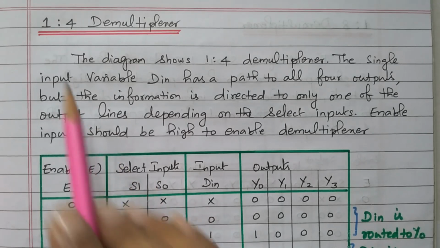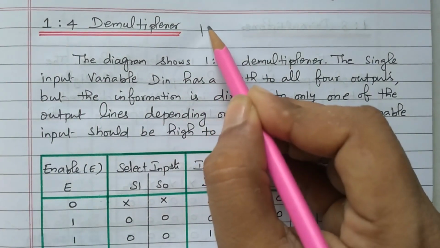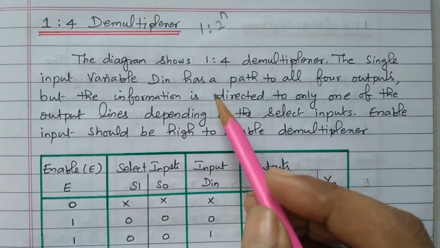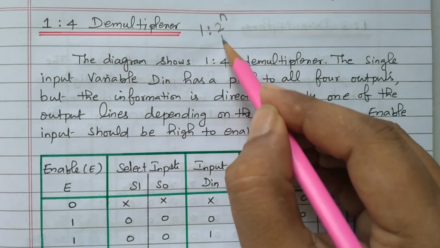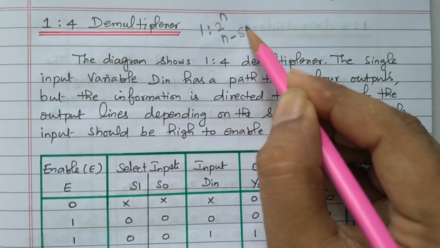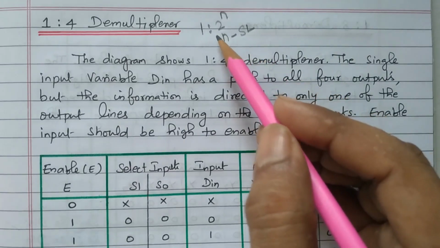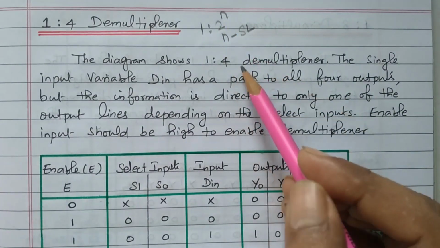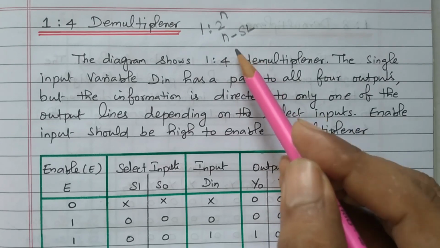Now we'll go to the topic 1:4 demultiplexer. A demultiplexer is nothing but having one input and 2 to the power n outputs, and n number of selection lines. The selection lines are used to produce the 2 to the power n outputs. From one input, 2 to the power n outputs are produced by the selection lines.